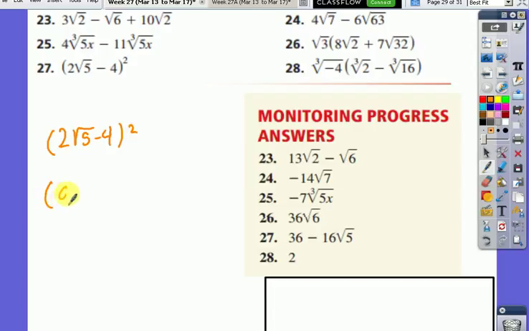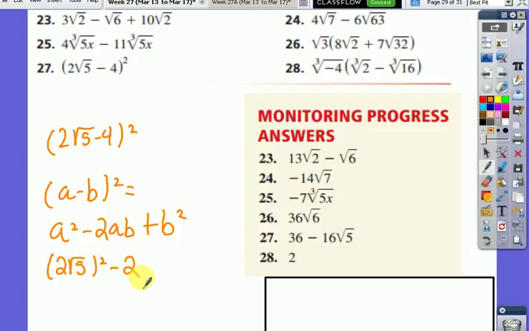If I have a minus b squared, what's that going to be? A squared minus 2ab plus b squared. So I have to apply that same logic here. Square this, minus 2ab. So 2ab, that's going to be 8 root 5, right? You just got to memorize this. Go home and memorize it if you don't have it memorized already. Plus 16, because I squared that before.